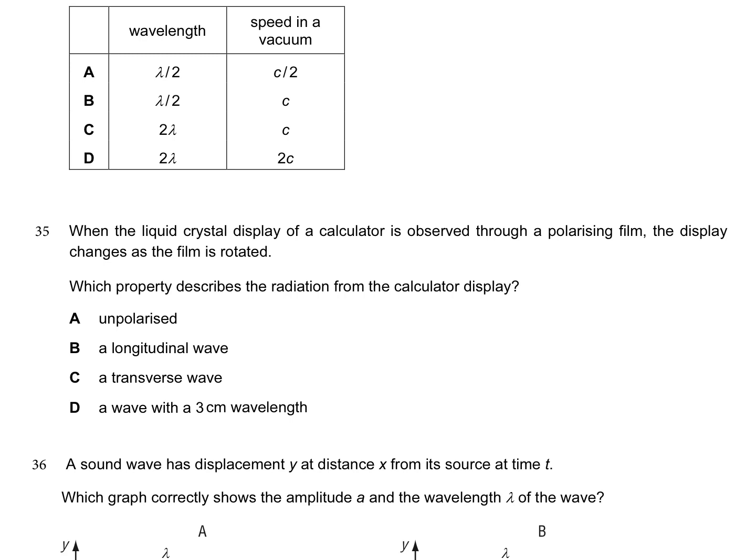Now that's not an option. We've got unpolarized there, but that's not right. It's definitely polarized. Now we know if it's polarized, that it can't be a longitudinal wave. So it must be a transverse wave. So we know the answer is C. This, well, we don't know. We don't have a clue. There's no information to tell us whether that's true or not.